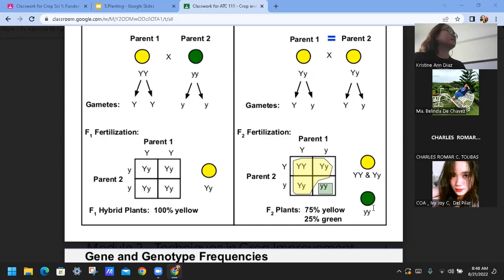Because there are many combinations, we should have three, 1, 2, 3. Isn't that right? Or am I wrong? Isn't it three? Ah, okay. Two. But if you make it a ratio, what is it? 1 is to 2, and 1. So 75% is yellow and 25% is green.